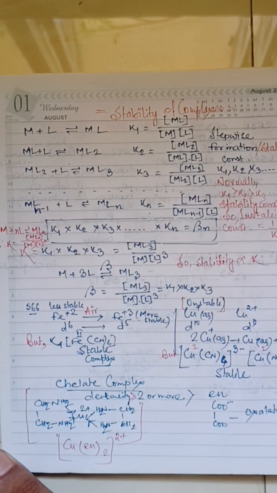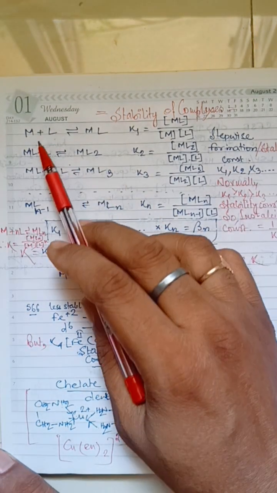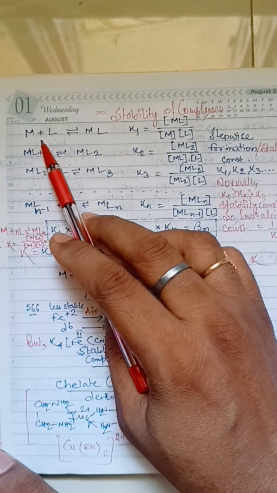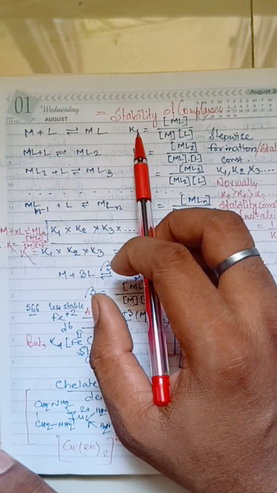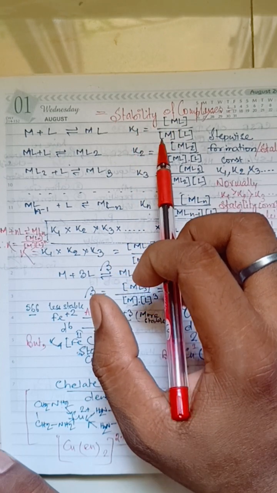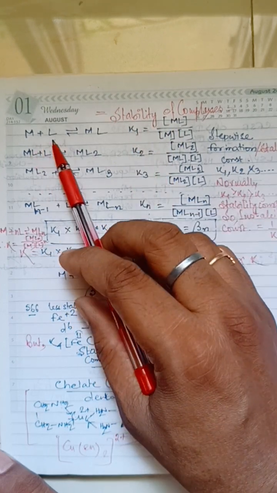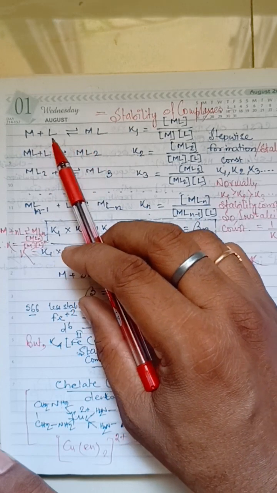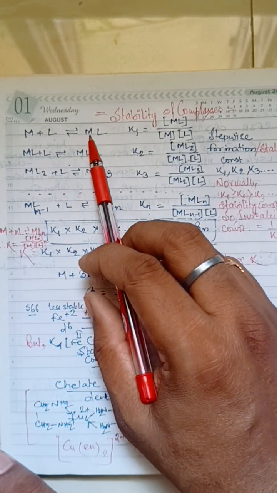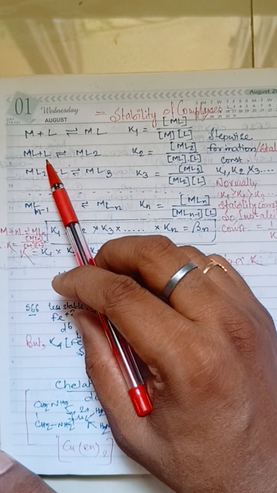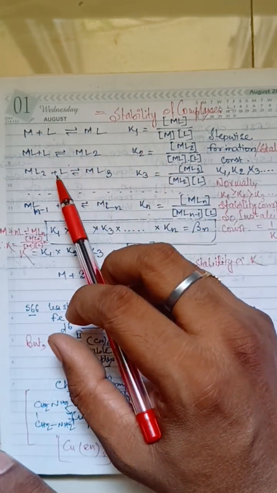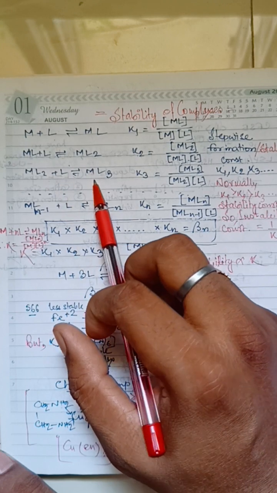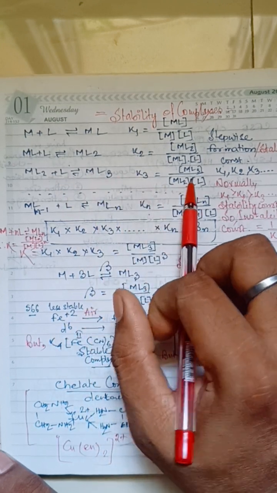Now we are going to discuss the stability of complexes. If one metal combines with one ligand, it forms ML. So the equilibrium constant K1 becomes the concentration of ML divided by the concentration of M times L, that is, concentration of product by concentration of reactants. Now if this ML again combines with another ligand, it forms ML2, and K2 will be this. If it combines again with one ligand, it forms ML3, and K3 will be thus.